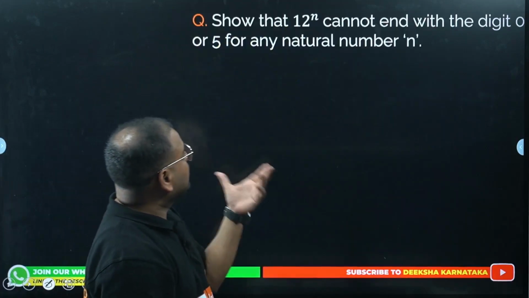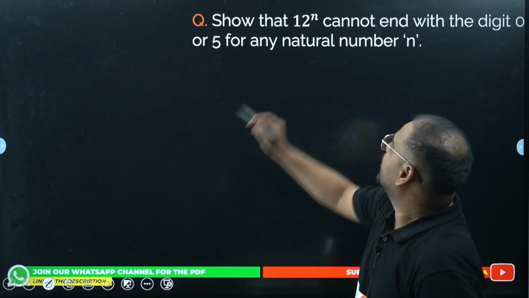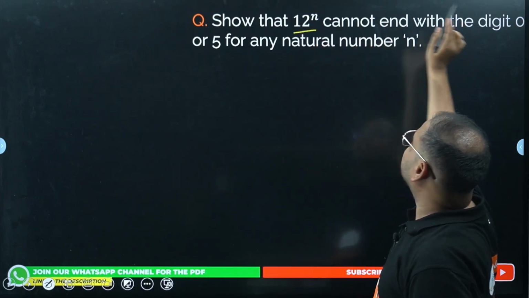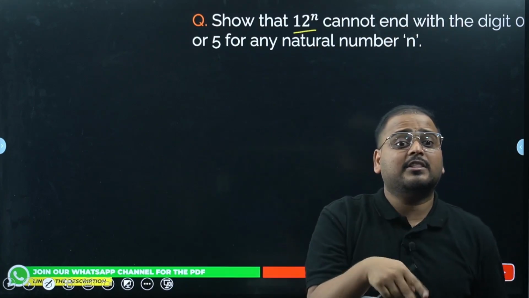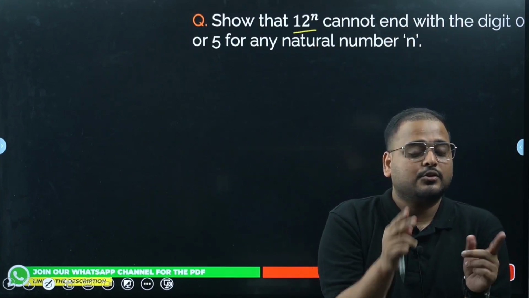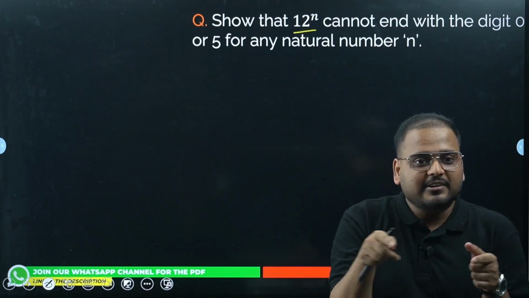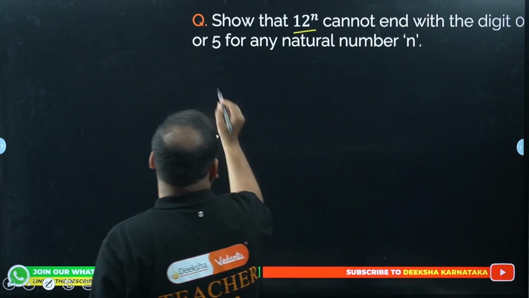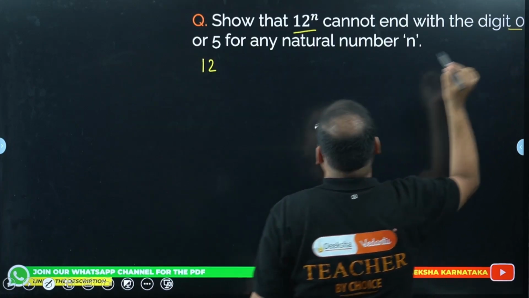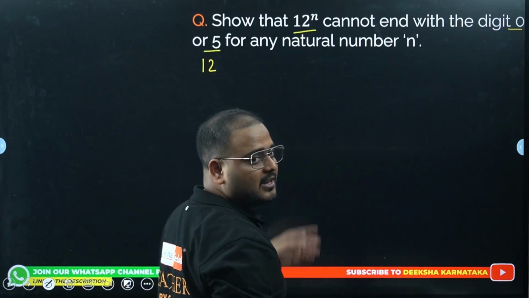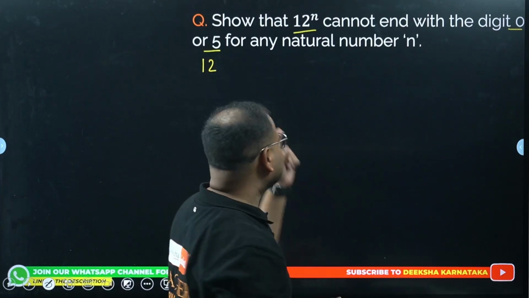Next question. This question is based upon the same concept. Quickly read the question. 12 power n cannot end with digit 0 or 5. When can a number not end with 0 and 5? When it doesn't have 2 and 5 in it, in the prime factorization. Let's check the number. To end in 0 and 5, the number should have 2 and 5 in the prime factorization. We just discussed.